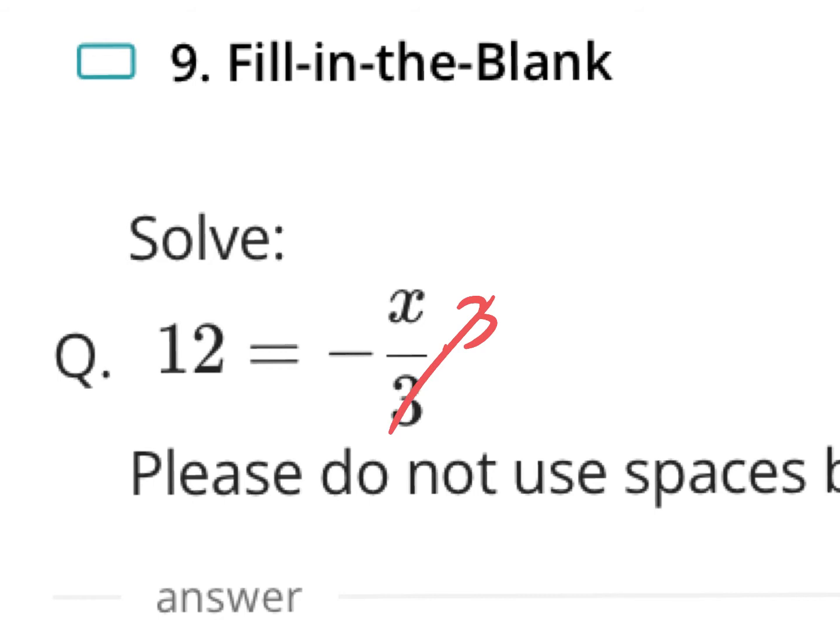That's going to cancel out. What you do to one side, you must do to the other. You're going to have 3 times 12, which is 36. So what we have here is 36 equals, and what's left over, a negative x.